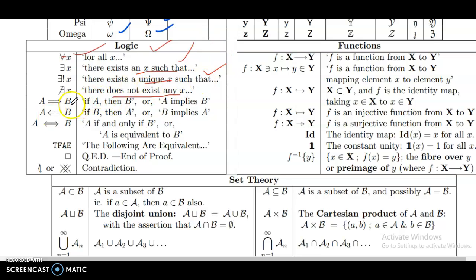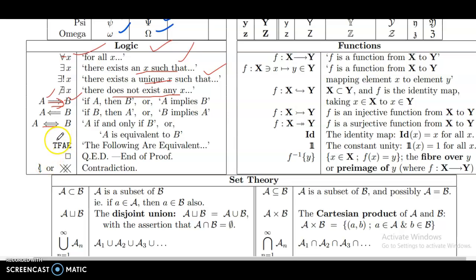If A then B, or A implies B. If B then A, or B implies A. Here, A if and only if B, or A is equivalent to B.